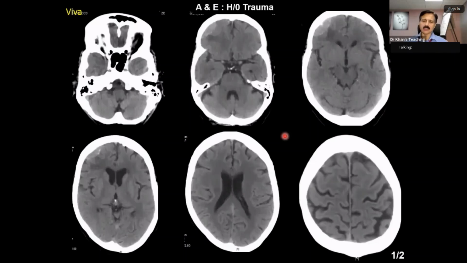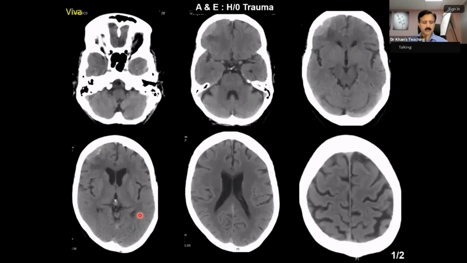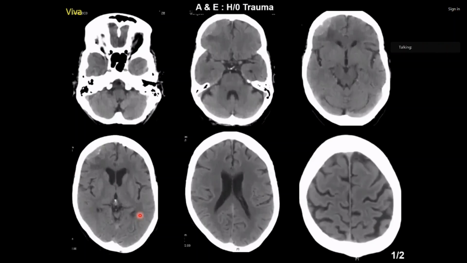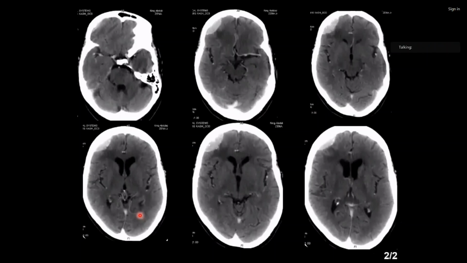And look at this slice. Anything comes to your mind? There is some calcification at the periphery of it as well. How do you explain that? It's an old collection with some infection, or maybe some. What do you think this is? This calcification shows a chronic process.